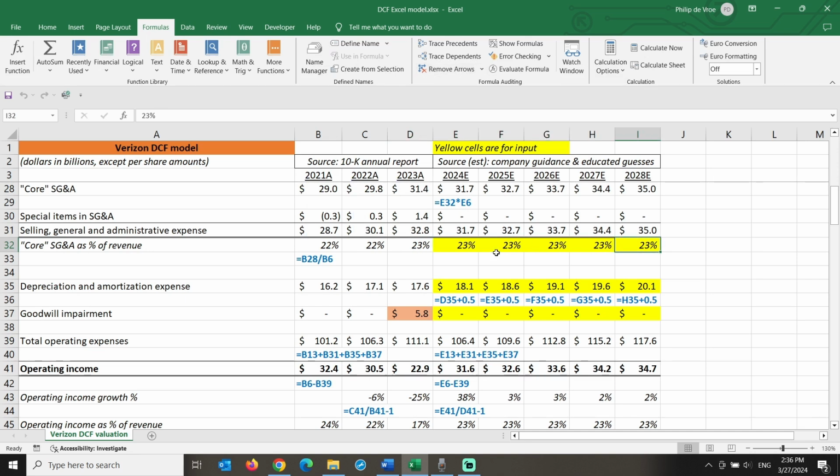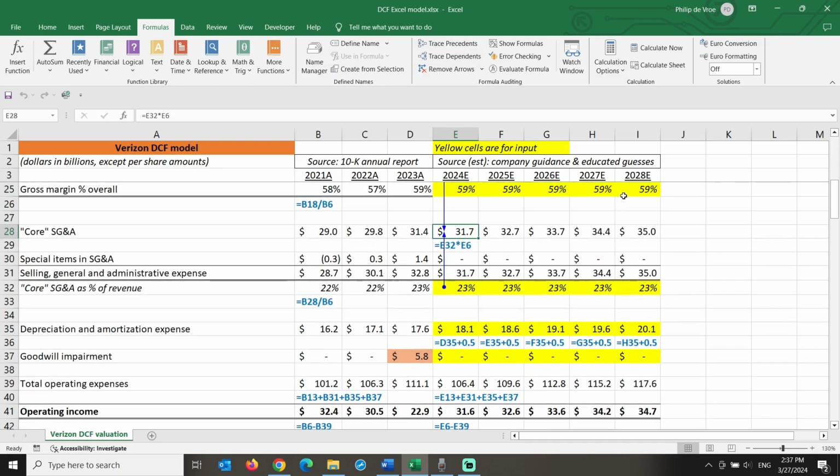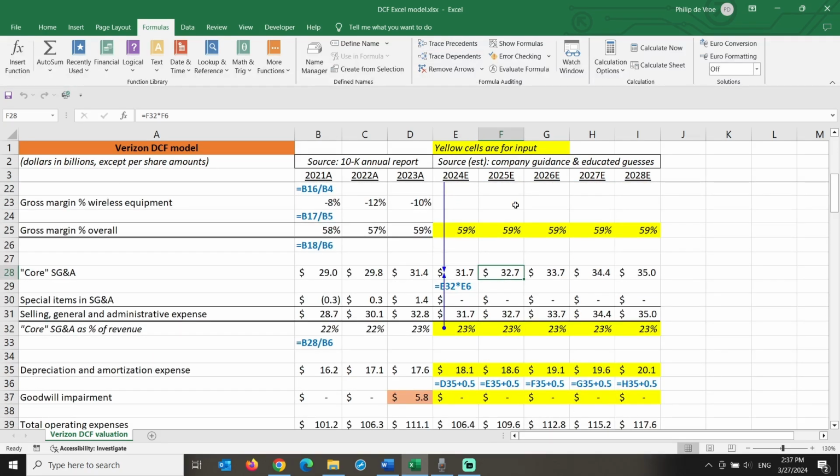I am forecasting core SG&A stable at 23% of revenue, so if revenue goes up, then SG&A goes up at a similar rate. Core SG&A dollars equals SG&A as a percentage of revenue times revenue dollars. Special items could go either way, positive or negative, so for forecasting purposes, let's keep these at 0.